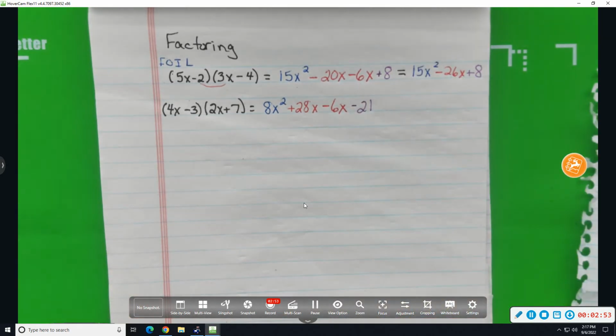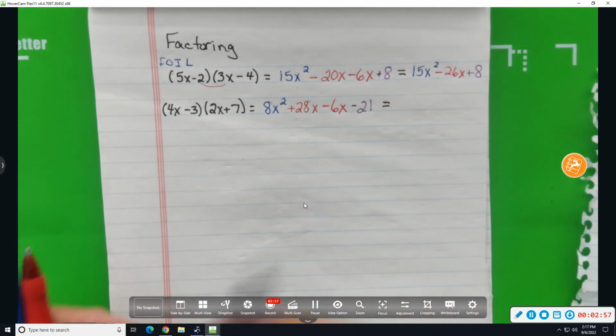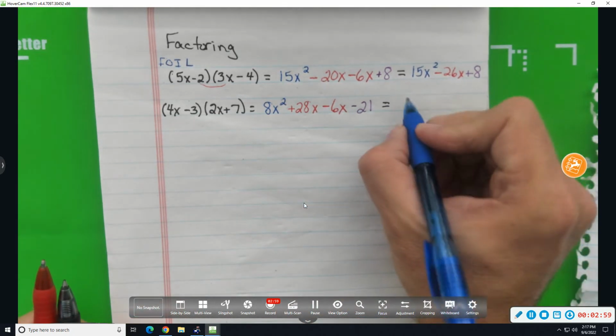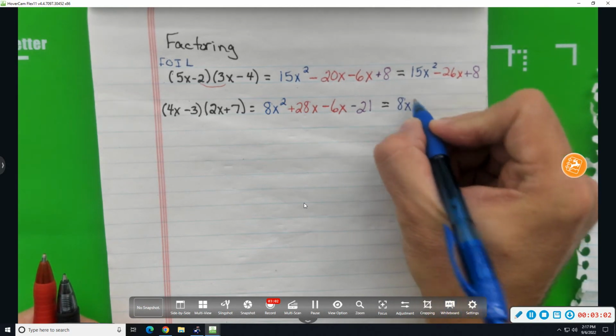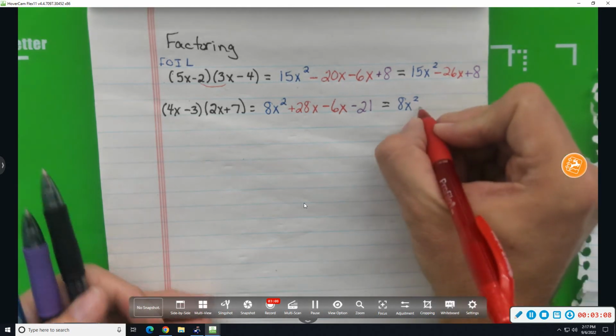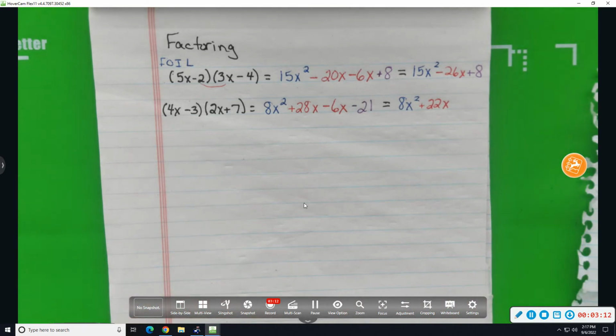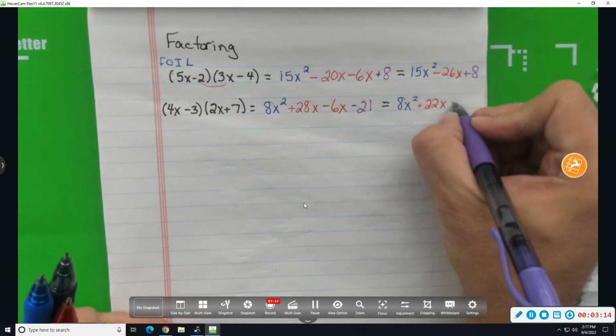So let's combine the outer and inner terms, the two red terms. We'd have 8x squared plus 22x, and 28 minus 6 is 22. Y'all agree? There's a plus 22x, and then we still have that minus 21.